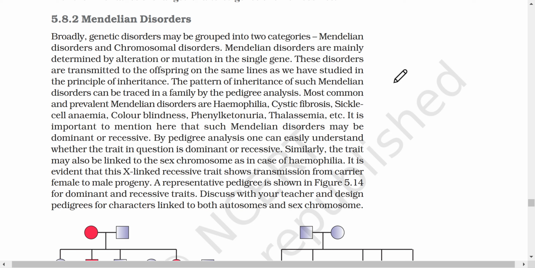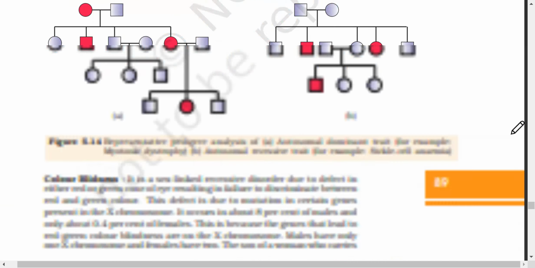Most common and prevalent Mendelian disorders are hemophilia, cystic fibrosis, sickle cell anemia, color blindness, phenylketonuria, thalassemia, etc. It is important to mention here that such Mendelian disorders may be dominant or recessive. By pedigree analysis, one can easily understand whether the trait in question is dominant or recessive. Similarly, the trait may also be linked to the sex chromosome, as in the case of hemophilia. It is evident that this X-linked recessive trait shows transmission from carrier female to male progeny. A representative pedigree is shown. You can see it over here.